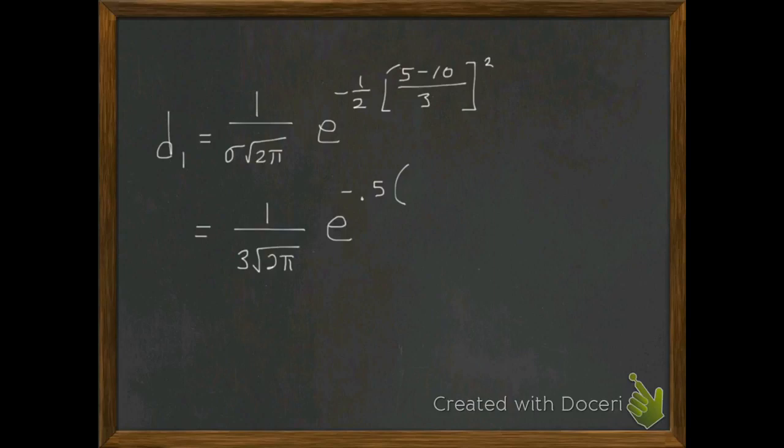And let me grab my calculator. I'll tell you what I'm going to do, I'm going to just simplify the exponent here. So we've got negative 5 divided by 3 squared times negative 0.5, and I get negative 1.389 here. So guys, let's go ahead and clean this up a little bit. So again, I'm just going to use the calculator on this.